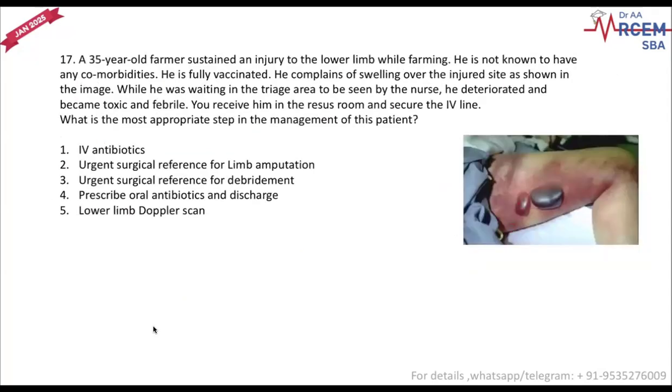A 35 years old farmer sustained an injury to the lower limb while farming. He is not known to have any comorbidities. He is fully vaccinated. He complains of swelling over the injured side as shown in the picture. While he was waiting in the triage area to be seen by the nurse, he deteriorates and becomes toxic and febrile. You see him in the resuscitation room and secure an IV line. What is the most appropriate step in the management plan?